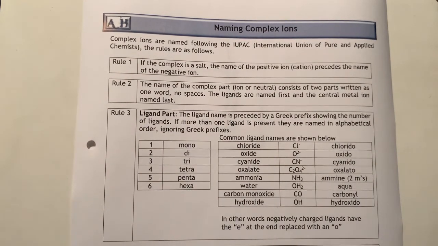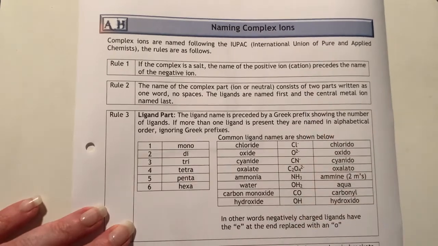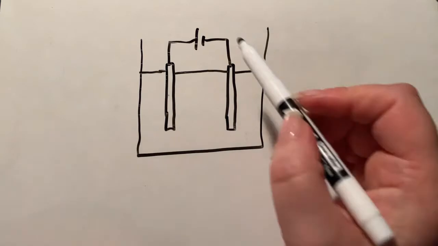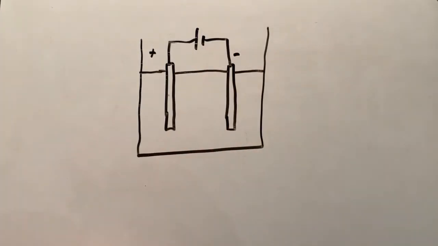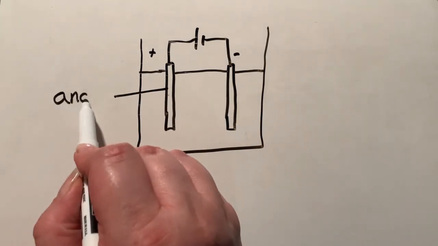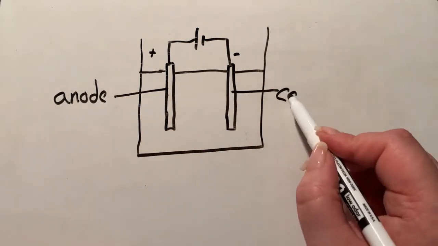So rule number 1, if the complex is a salt, the name of the positive ion, which is a cation, precedes the name of the negative ion. So we'll come to this word first, the cation. If we have a look at electrolysis, we've got our positive electrode and our negative electrode. The positive electrode is known as the anode. The negative electrode is known as a cathode.